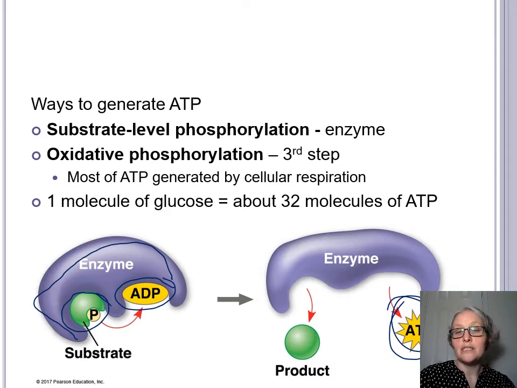That's how we make the ATP in both glycolysis, the first step, and the citric acid cycle and pyruvate oxidation, the second step. The third step is oxidative phosphorylation. Again, we'll talk about that when we get to the details of the third step. This is actually where we're going to make most of our ATP for aerobic cellular respiration. You should also know this relationship: 1 molecule of glucose into cellular respiration equals about 32 molecules of ATP out.